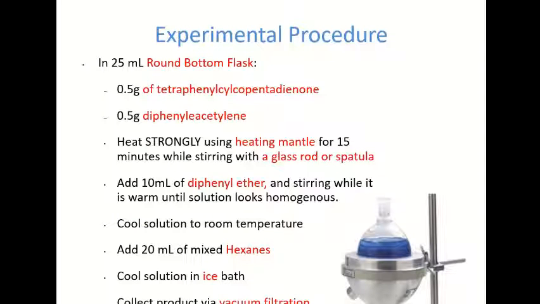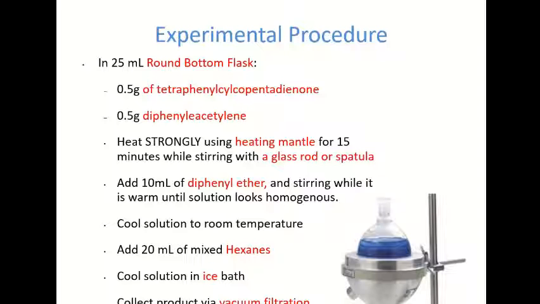Here we explain the experimental procedure. First, you need a 25 milliliter round bottom flask, and you need to add 0.5 grams of tetraphenylcyclopentadienone and 0.5 grams of diphenylacetylene. Heat strongly using a heating mantle for 15 minutes while stirring with a glass rod or spatula. Remember that the activation energy for the first cyclization is high, so you need to heat in order for this reaction to occur.